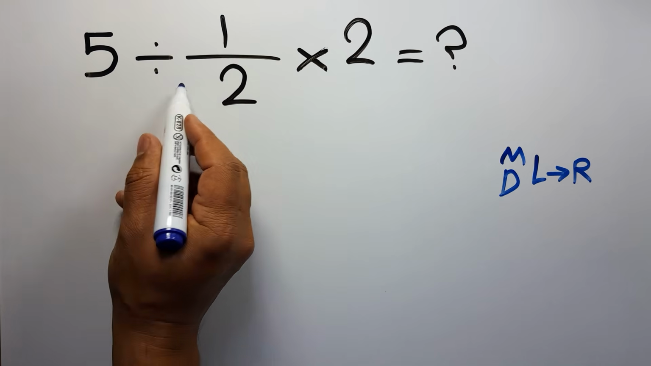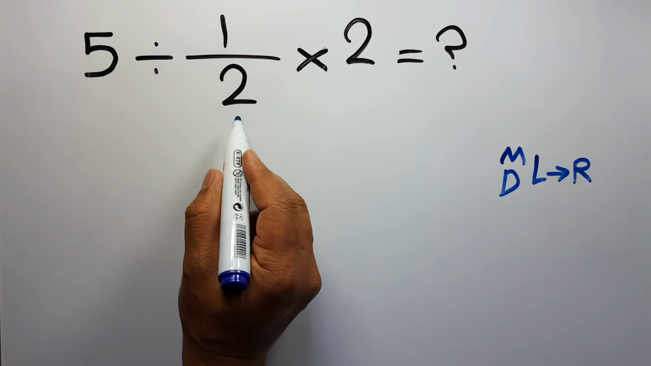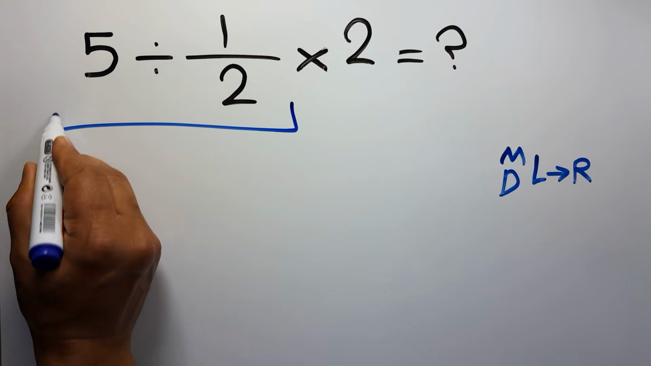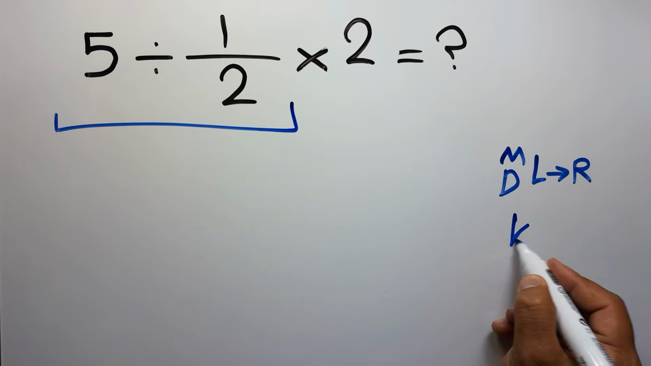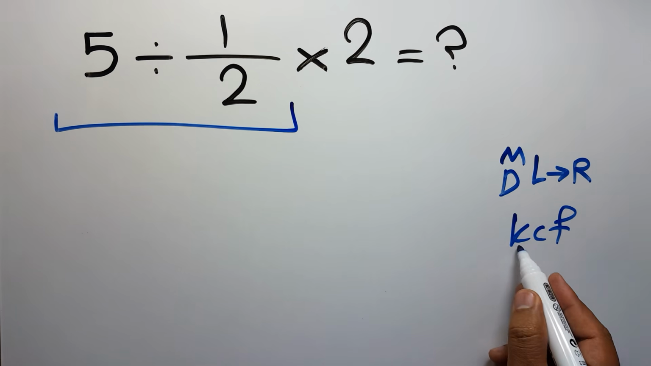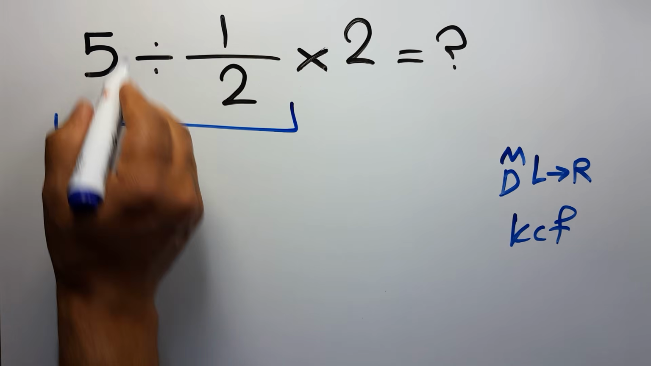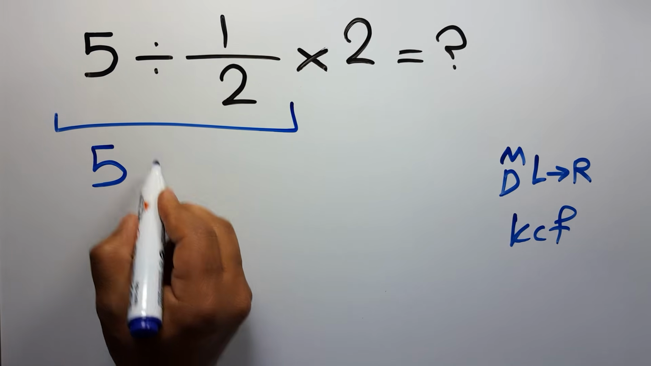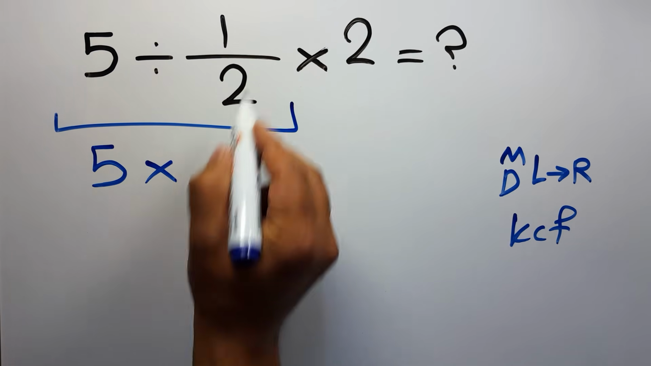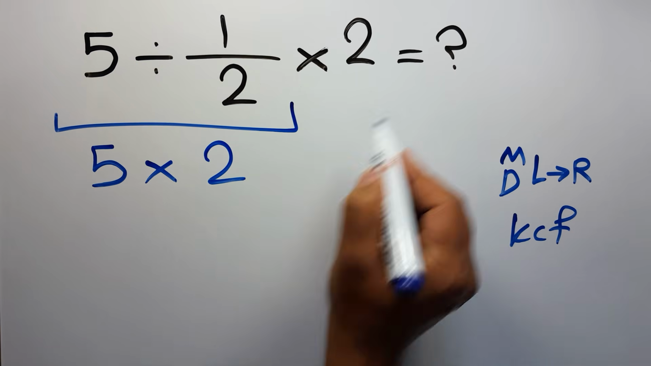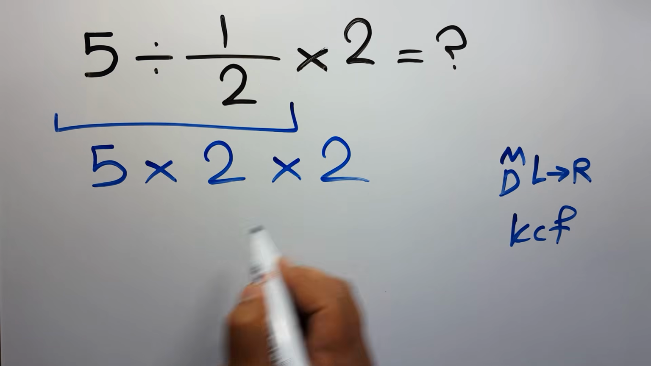So first we have to do this division, 5 divided by 1 over 2. According to the KCF rule, K stands for keep, C stands for change, and F stands for flip. We can write keep the first fraction, change division to multiplication, and flip the second fraction. And again here we have times 2.